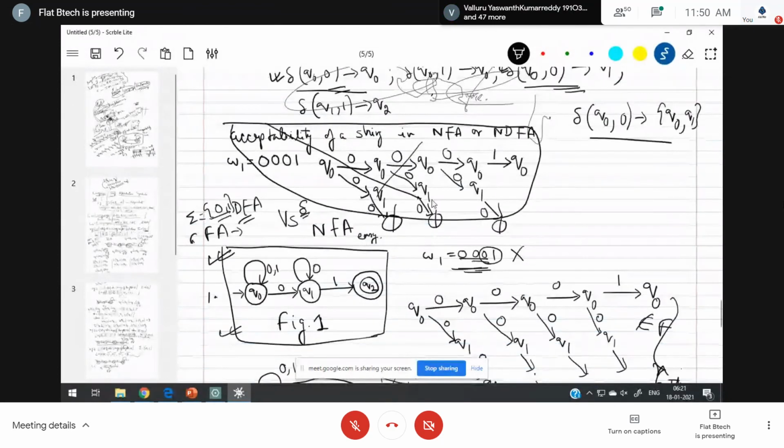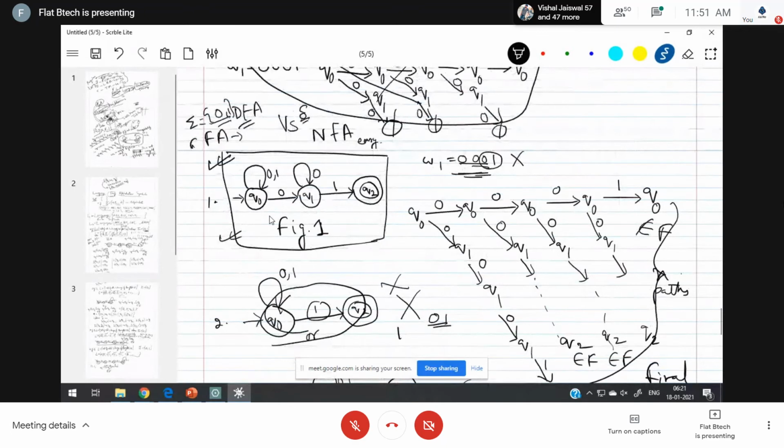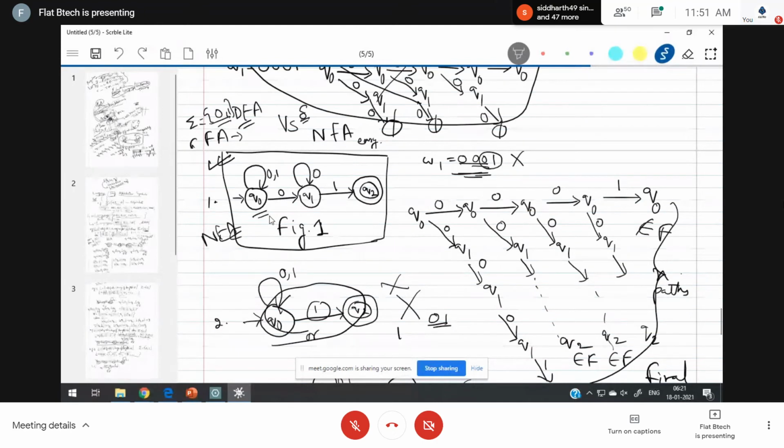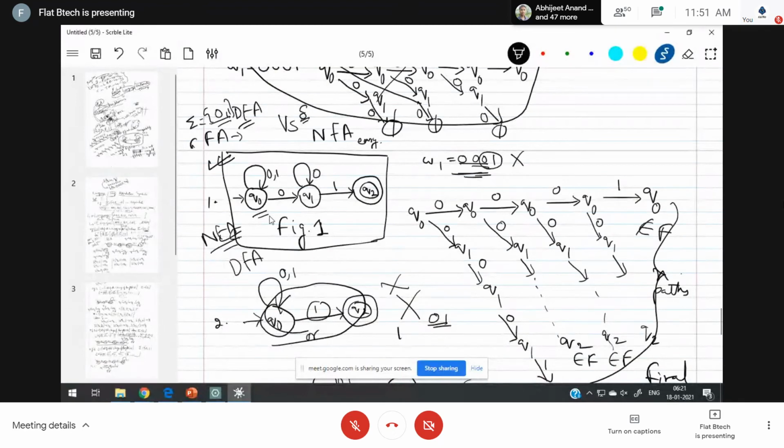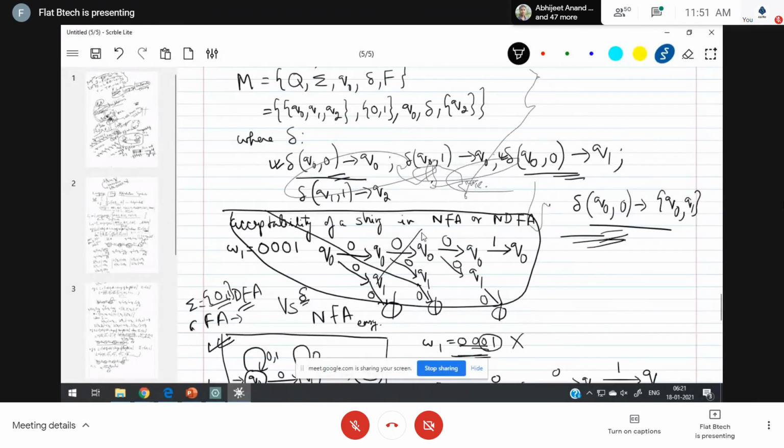This is not possible in the case of DFA. In the case of NFA, for a single input, you can have more than one possibility of transition from one state to another. I'm repeating it again. For a given state, you can have the possibility of performing the transition from one state to another in the case of NFA. But such things cannot happen in the case of DFA. So these are the differences between NFA and DFA.